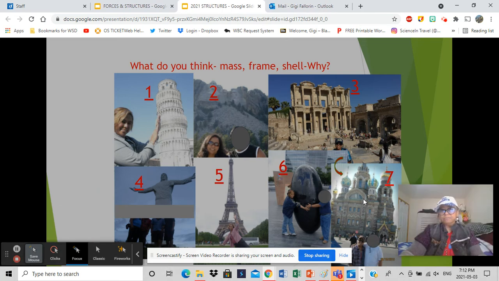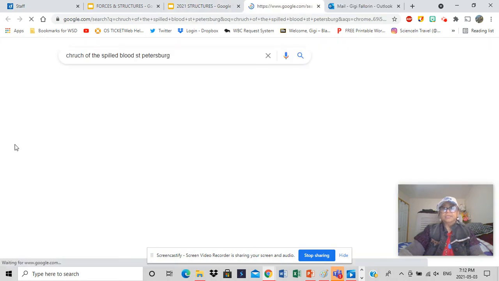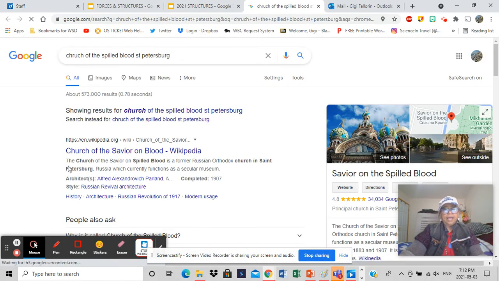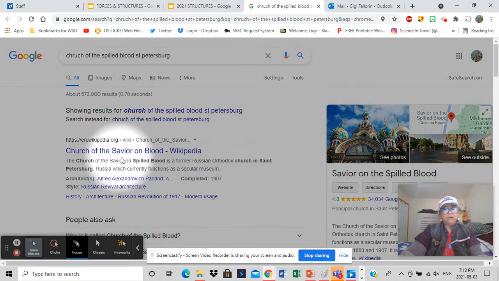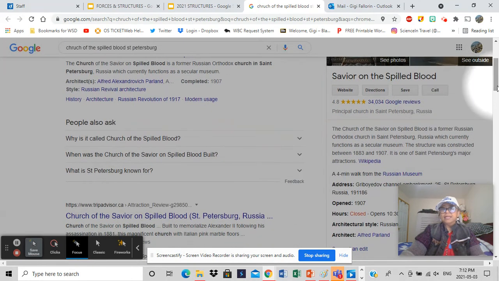And of course, this is one of my favorite places in the world. It's the Church of the Savior on Blood, or Savior on the Spilled Blood. This is in St. Petersburg, Russia. So again, one of my favorite places in the world.